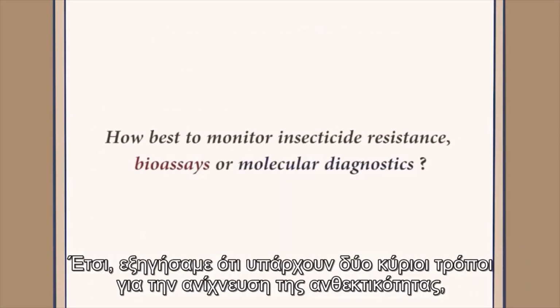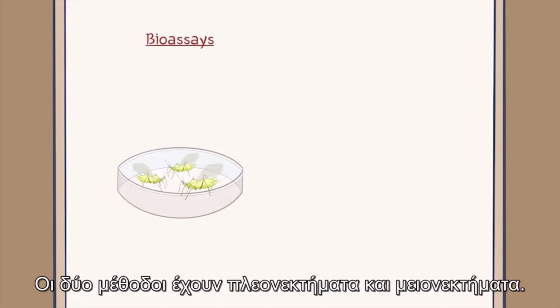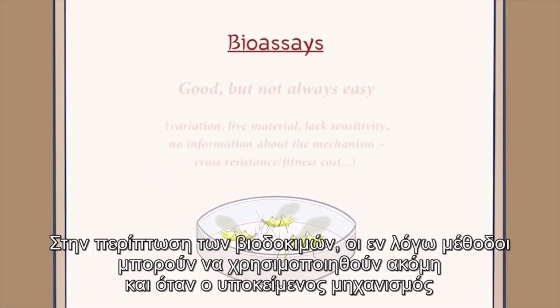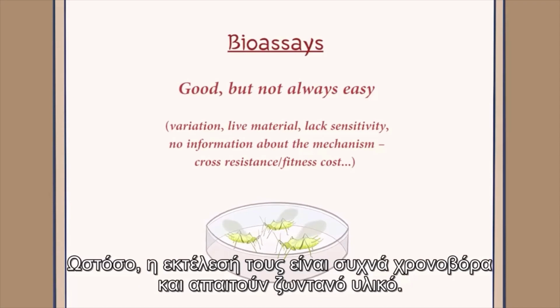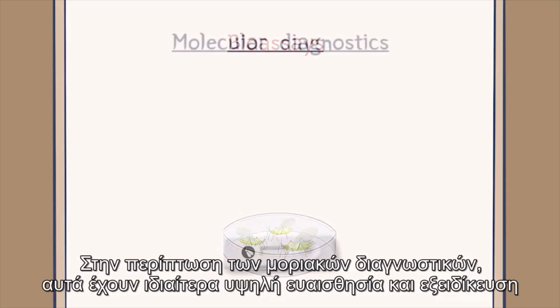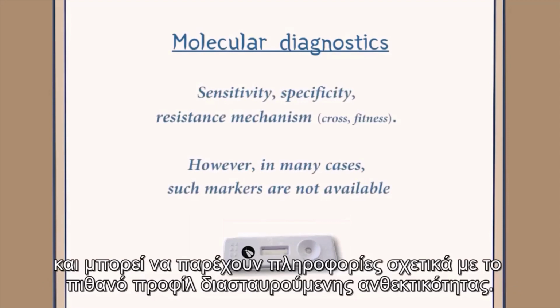So we have explained that there are two main ways to detect resistance, but which is the best, bioassays or molecular diagnostics? So the two methods have advantages and disadvantages. In the case of bioassays, these can be used even when the underlying mechanism of resistance is unknown. However, they're often time-consuming to perform and require live material and may not detect resistance when it occurs at low frequency in the population. In the case of molecular diagnostics, these are highly sensitive and specific and can provide information on the likely cross-resistance profile.